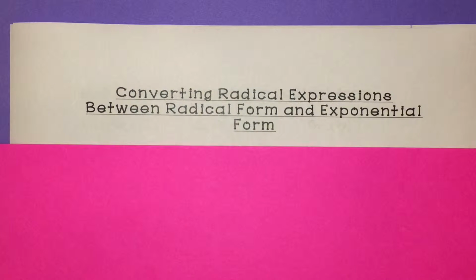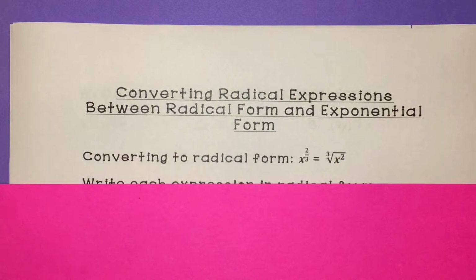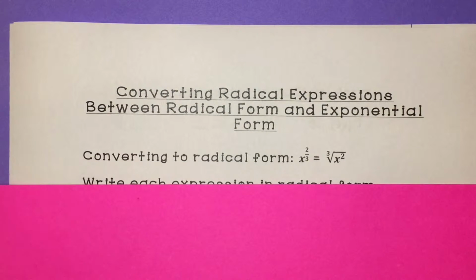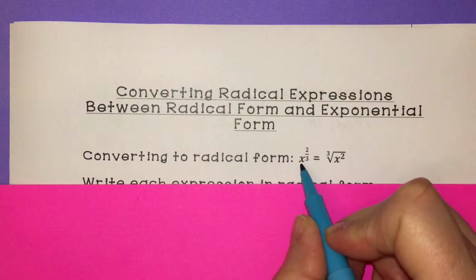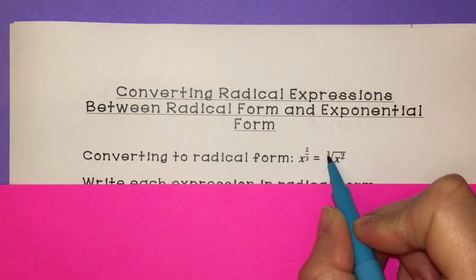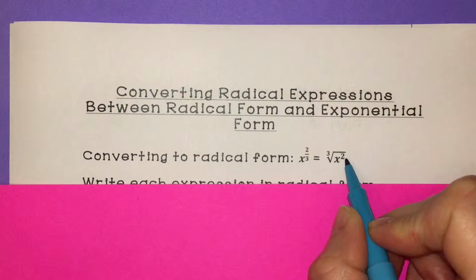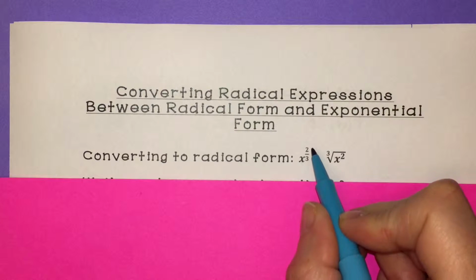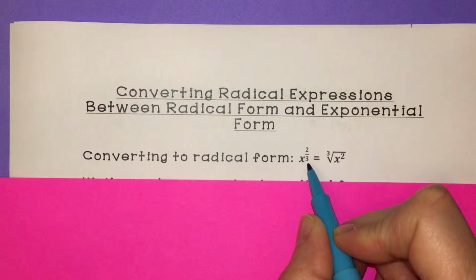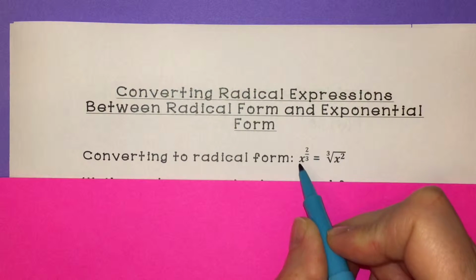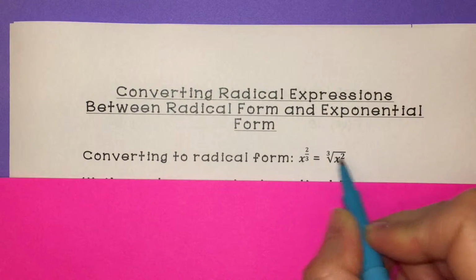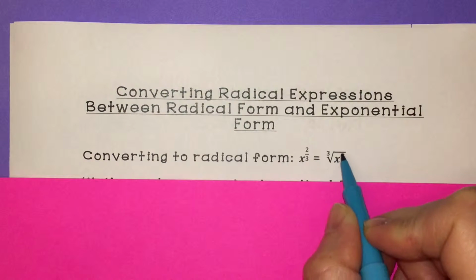This video is on converting radical expressions between radical form and exponential form. So we're going to just start with radical form. If we're converting an expression into radical form, it's going to have the radical sign. So x to the 2/3 is the same thing as the third root of x squared. If you have something raised to a fraction, whatever is in the denominator, that's your root, and whatever is in the numerator, that would be what your value is raised to the power of underneath your radical sign.